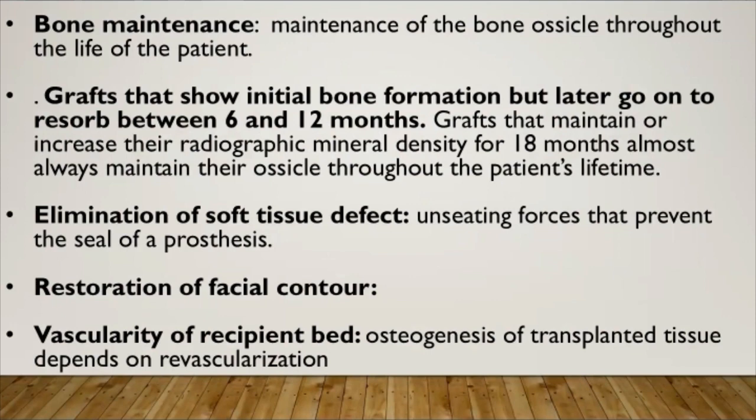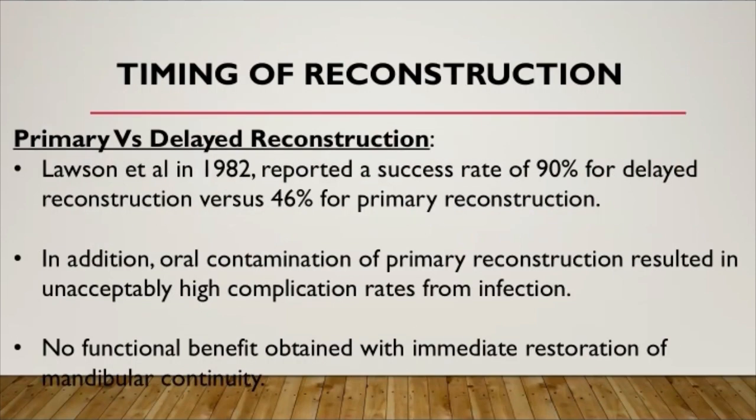Vascularity of recipient bed. Osteogenesis of transplanted tissue depends on revascularization. So even if they have done a reconstruction, the blood supply is supposed to be with it. If not, it still goes back to default. So, the timing of reconstruction. Under the timing, we have the primary versus the delayed reconstruction.